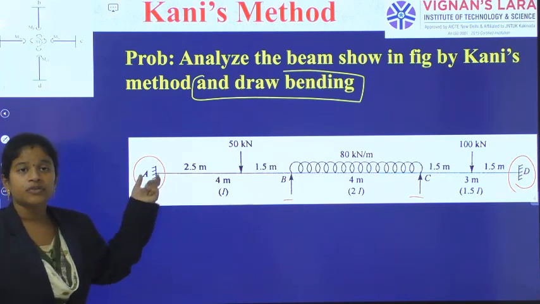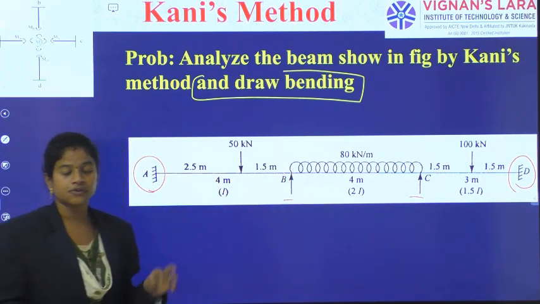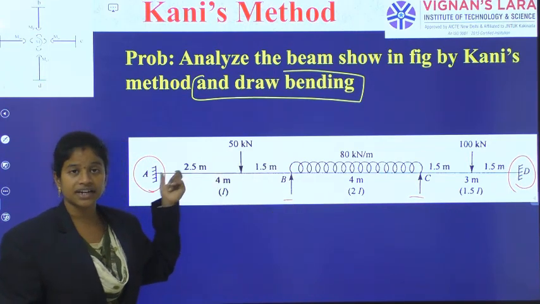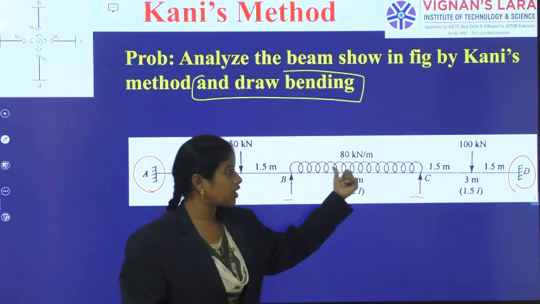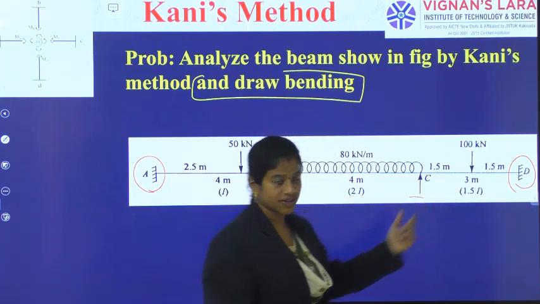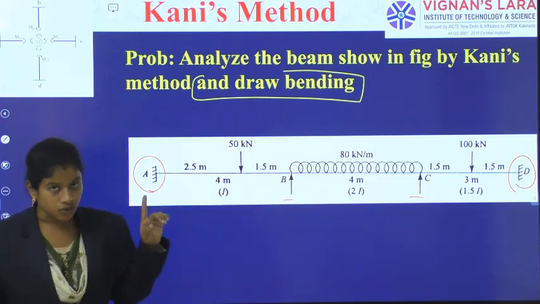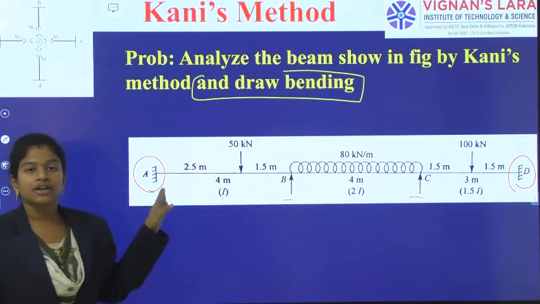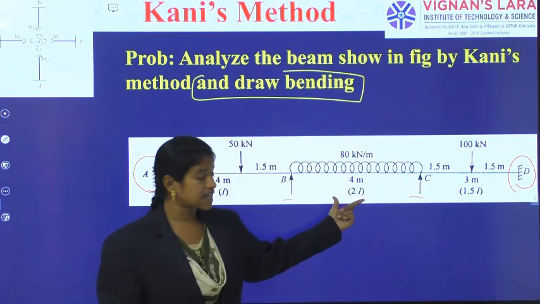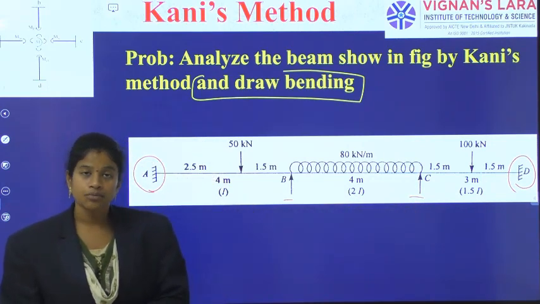For this, we have a beam with fixity at the complete right end and 3 spans of continuous beam AB, BC and CD. AB has an eccentric point load of 50 kN at a distance of 2.5, BC has a UDL of 80 kN per meter over the entire length, and CD has a center point load of 100 kN. AB's length is 4 meters, BC's length is 4 meters and CD's length is 3 meters. Also, in the problem the moment of inertia for each span is different. The first span has I, the second span has 2I and the third span has 1.5I.